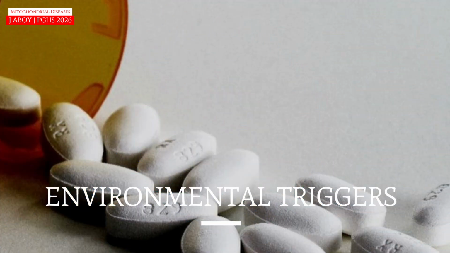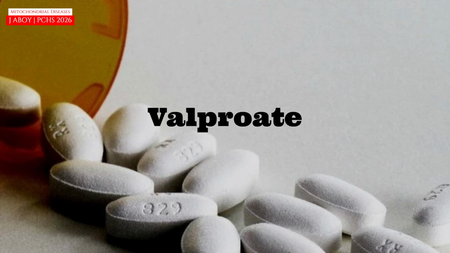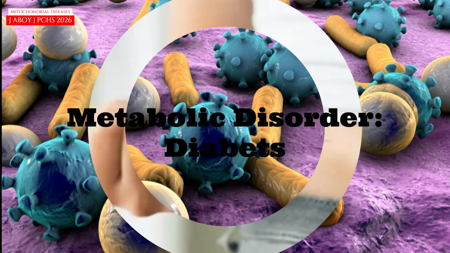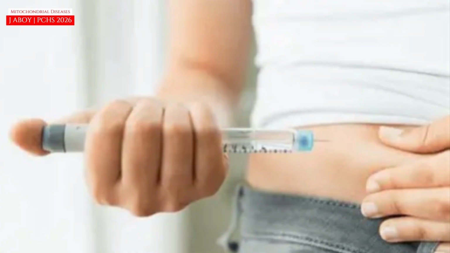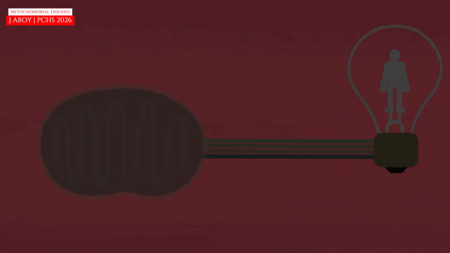Certain environmental factors can also worsen mitochondrial function. These include specific medications like valproate, exposure to toxins, and severe metabolic stress. For example, uncontrolled diabetes. While these triggers don't usually cause mitochondrial disease on their own, they can make an existing mitochondrial problem much worse.